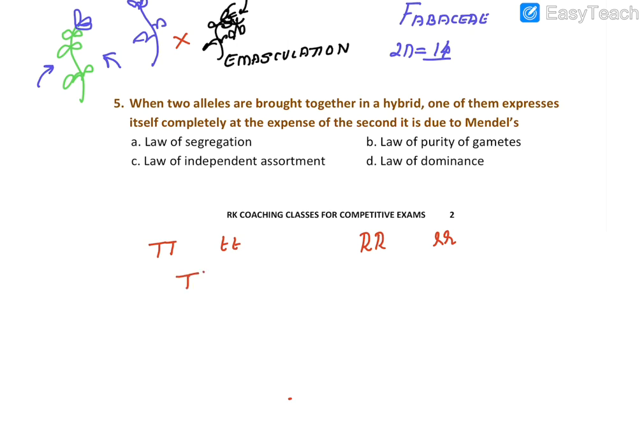After crossing these two plants, capital T, small t come together. In this plant, the gametes are produced, all the gametes contain capital T. Here the gametes are produced, all gametes contain small t. When they come together, one factor will be expressed in the presence of another factor. Then that law, we call it the law of dominance. So the answer should be law of dominance. But we have been given law of segregation as well as law of purity of gametes.